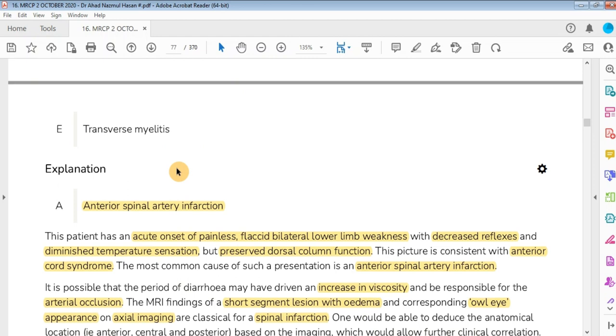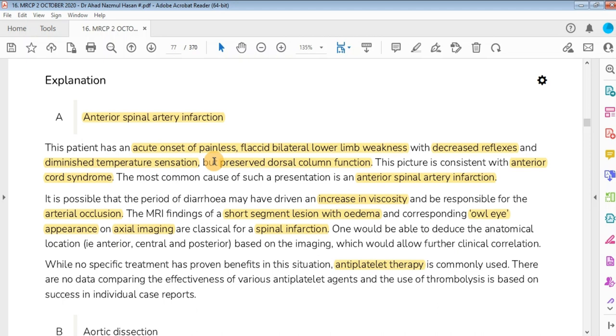This patient has an acute onset of painless flaccid bilateral lower limb weakness and decreased reflexes and diminished temperature sensation, but preserved dorsal column function. This picture is consistent with anterior cord syndrome. The most common cause of such presentation is anterior spinal artery infarction.